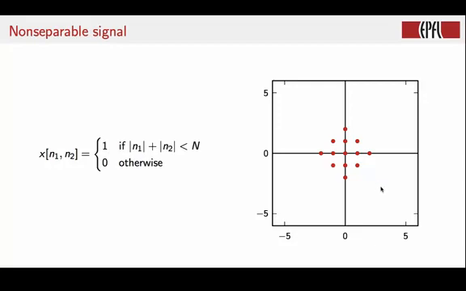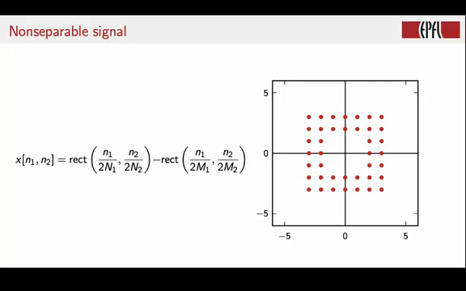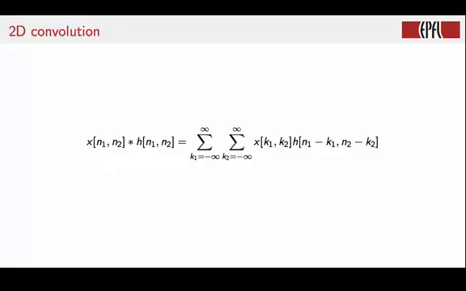This signal is non-separable. It is expressed as 1 when the sum of the indices in magnitude is smaller than capital N, and 0 otherwise. But there is no way that we can express this signal as the product of two elementary 1D signals. Similarly, the difference of two rect signals, which are separable to begin with, gives rise to a non-separable frame-like pattern, as in the picture.